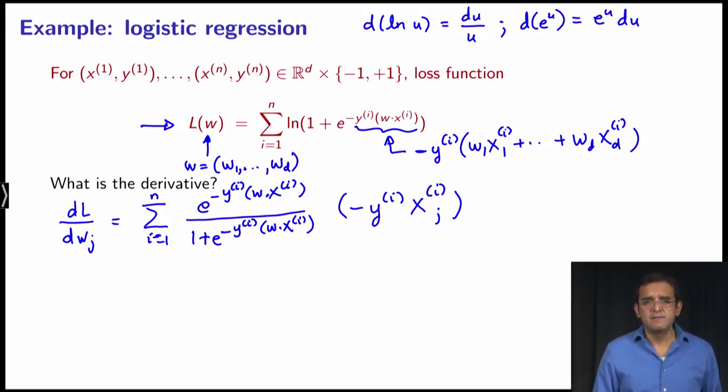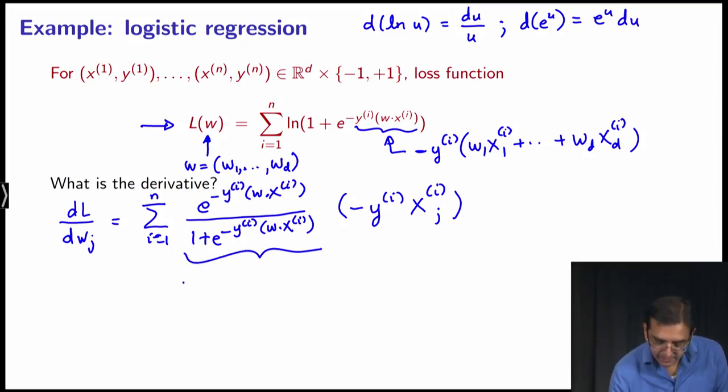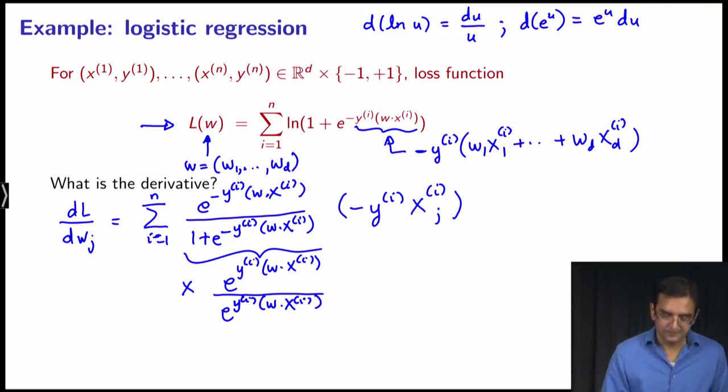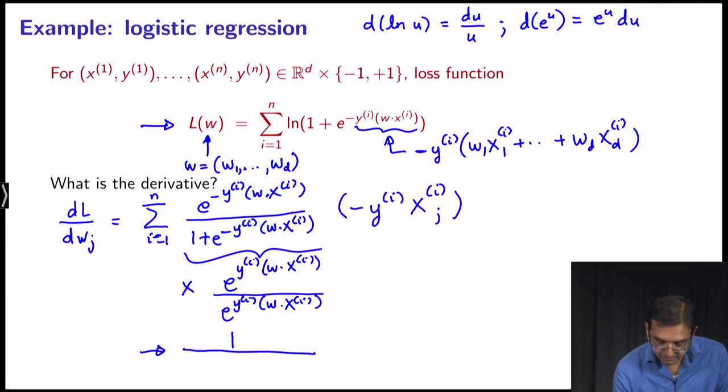Now that first term's a little bit messy, so let's simplify it. And one way we can do that is to take it and multiply the top and bottom by e to the yi w dot xi. Okay, and if we do that, what do we get? Well, the numerator just becomes 1, and the denominator becomes 1 plus e to the yi w dot xi.